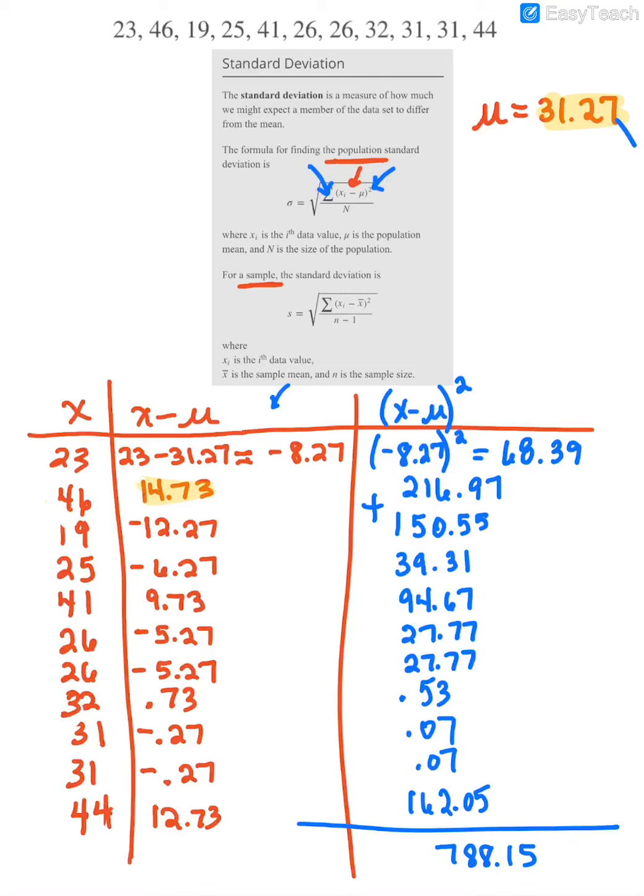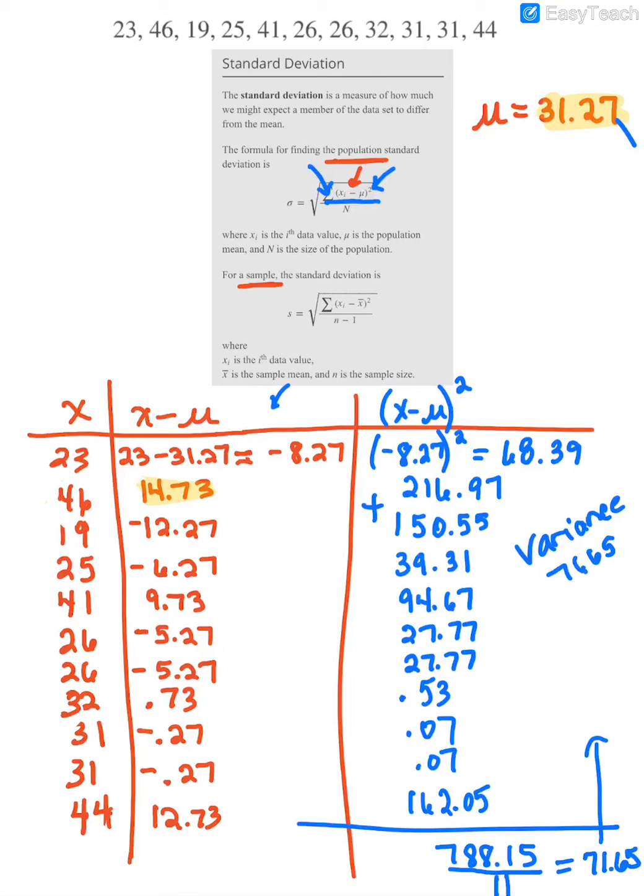788.15. Now if you look at the formula, notice it says divide by n. N is the number of original elements in your set, and we had 11, so we're going to divide that by n. So 788.15 divided by 11 gives me 71.65. Now, that is known as your variance.